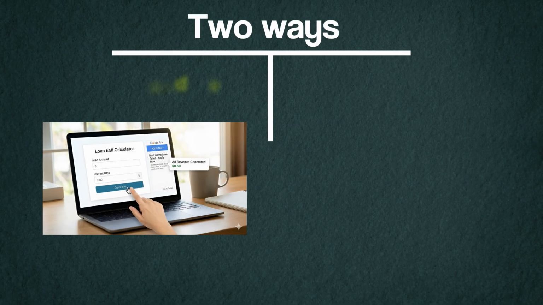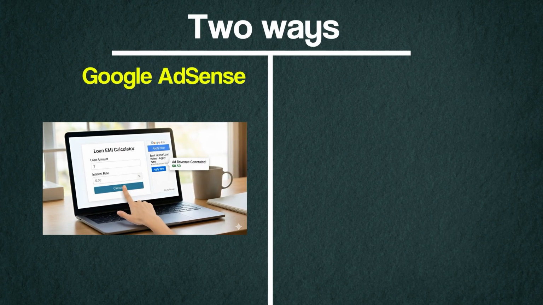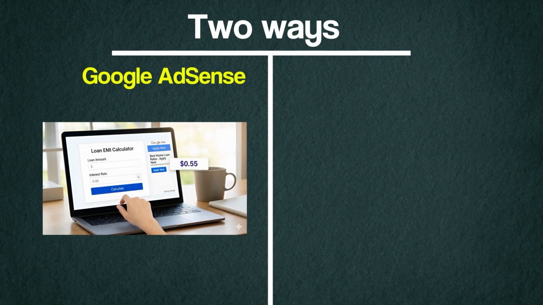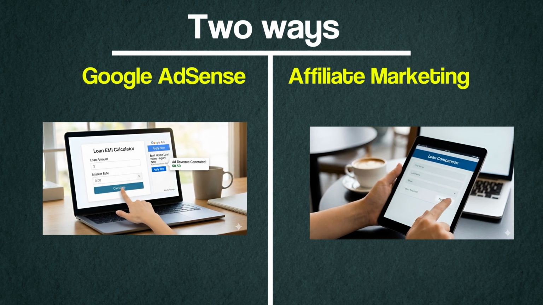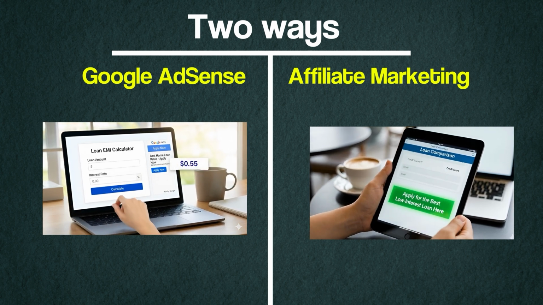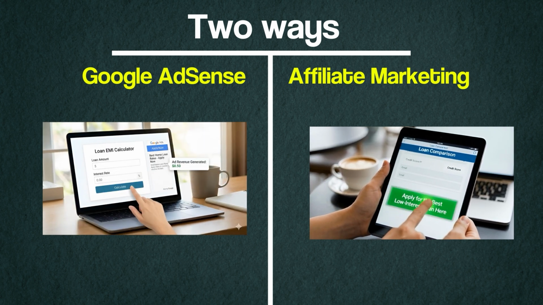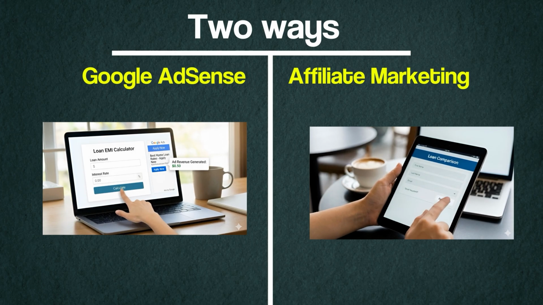Now, how does this free tool make money? Two ways. Number 1, Google AdSense. Once you get traffic, put Google Ads on the site. Every time someone calculates their loan, you get paid. Number 2, affiliate marketing. Under the calculator result, add a big button, apply for the best low interest loan here. Link that button to a bank affiliate program. If one person gets a loan through your link, you could earn $50 to $100 commission. You are offering value and getting paid for it.